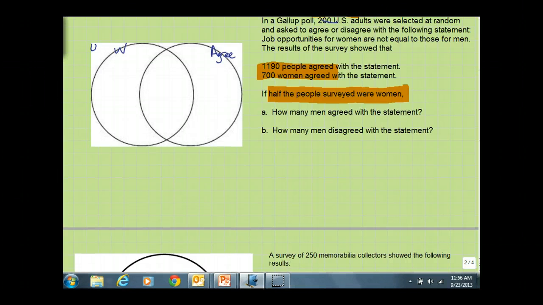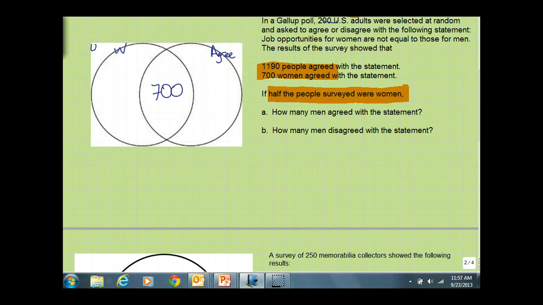So, what is the middle section here? What is the intersect section? People who, what? Women that agreed, right? So that's going to go right in the middle. That's the first thing you should always find is the middle, okay? Women that agreed. How about, how do we find the total in this section right here then?